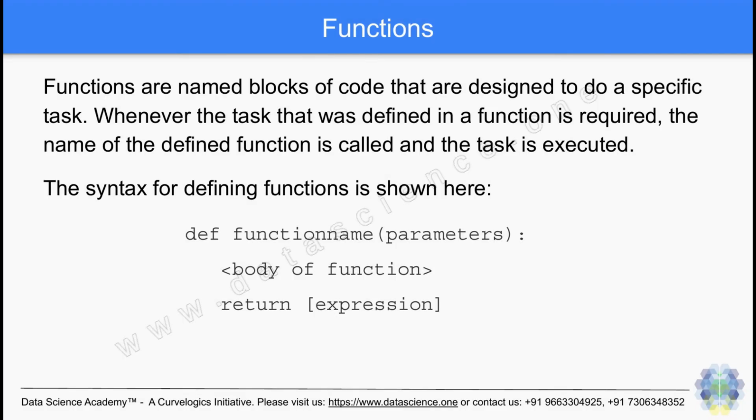Functions are named blocks of code that are designed to do a specific task. Whenever the task that was defined in a function is required, the name of the defined function is called and the task is executed. The syntax for defining functions is shown here. The keyword def introduces a function definition. It must be followed by the function name and a parenthesized list of formal parameters. The statements that form the body of the function start at the next line, and must be indented. We will take a closer look at each part in the subsequent slides.